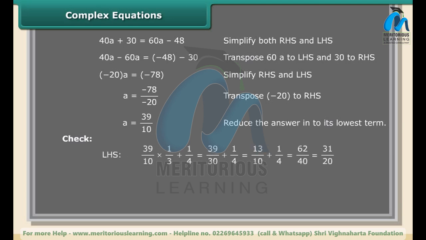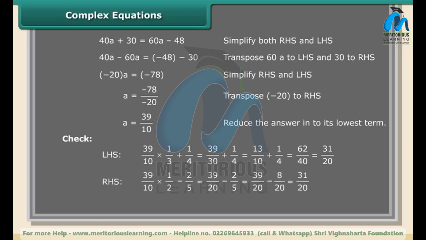Check. LHS is equal to 39 upon 10 into 1 upon 3 plus 1 upon 4 is equal to 39 upon 30 plus 1 upon 4 is equal to 13 upon 10 plus 1 upon 4 is equal to 62 upon 40 is equal to 31 upon 20.